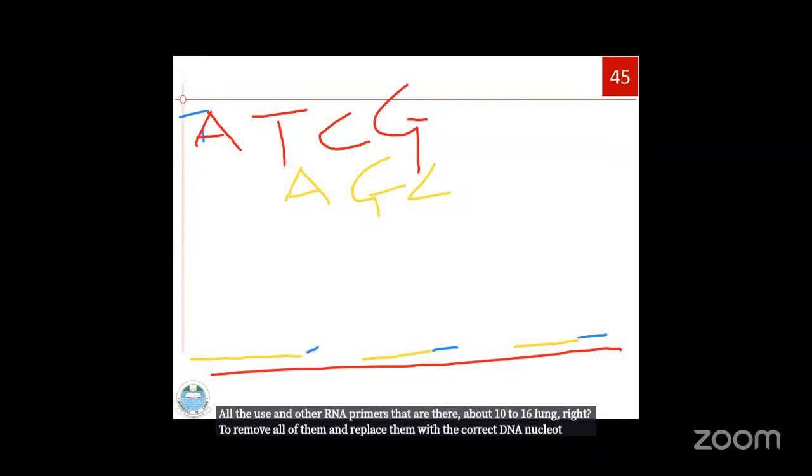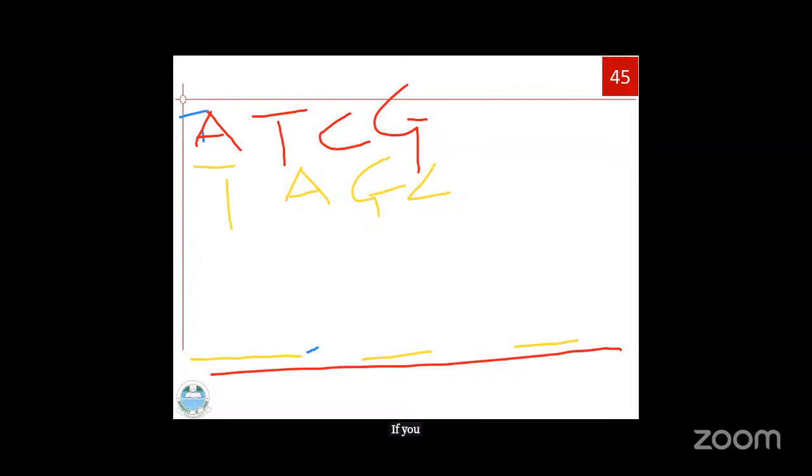So for A, it just changes to T. It will do that for all the small RNA primers that are formed and introduce DNA primers to this end.